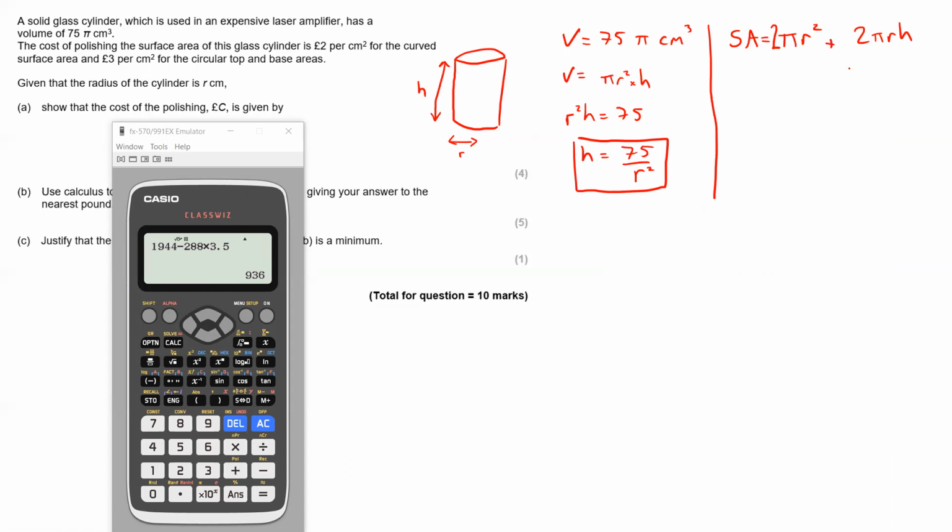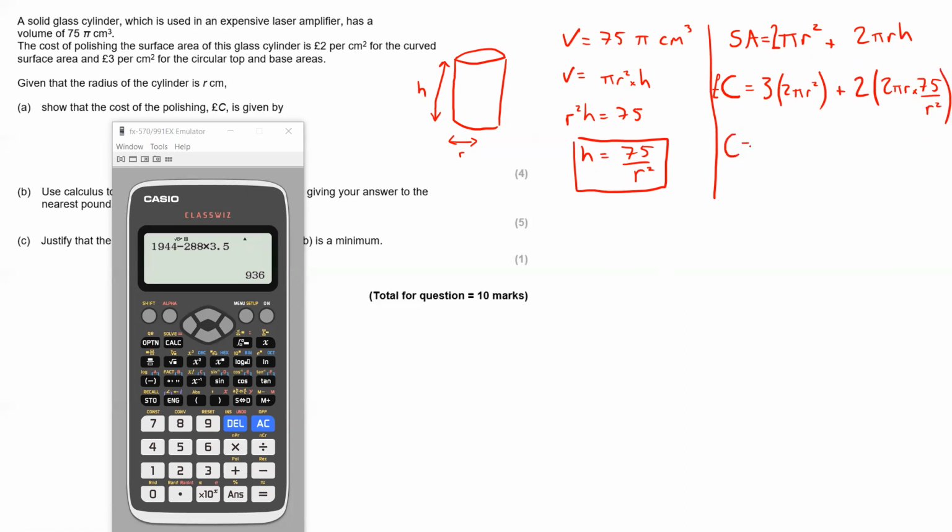From here, what we want to do is firstly substitute what h is, and then calculate the cost of these. We know that it's £3 for each bit of this, so the cost itself is going to be £3 times whatever this is, plus £2 for the curved surface area. So it's £2 times 2πr, but don't forget h is actually 75 over r². I'm going to whack that in there as well. Just need to simplify that now.